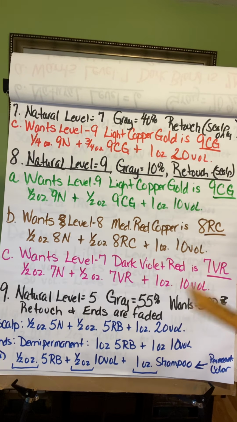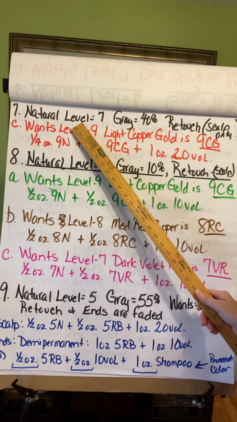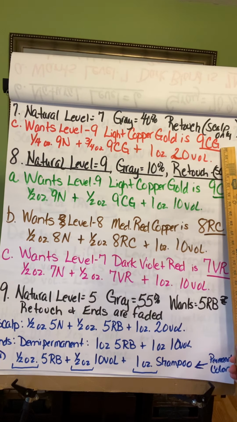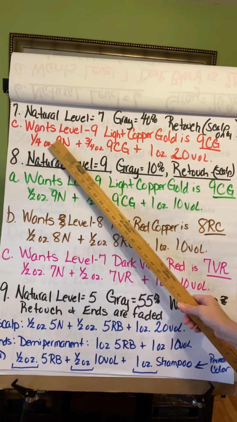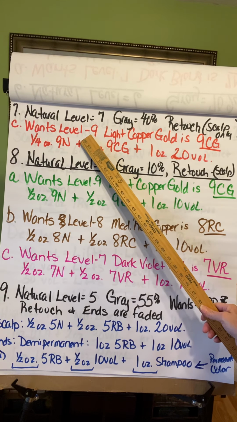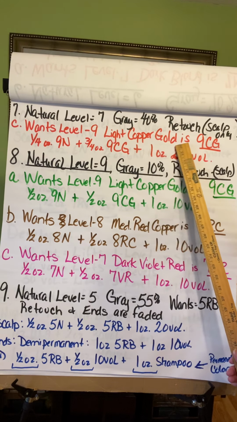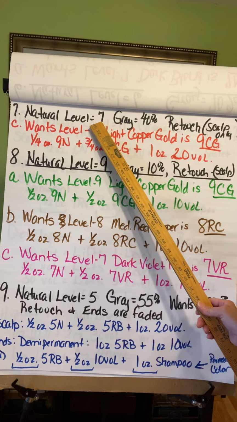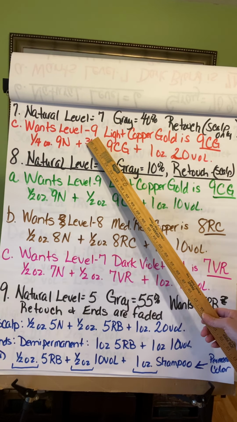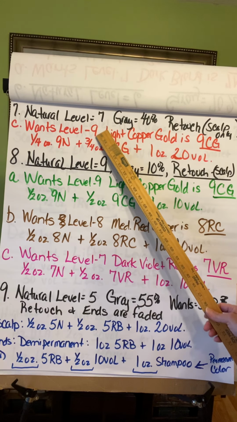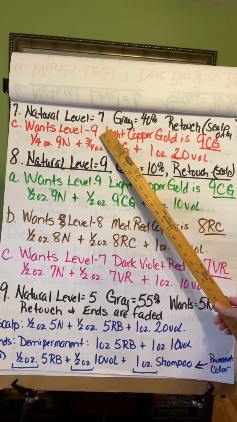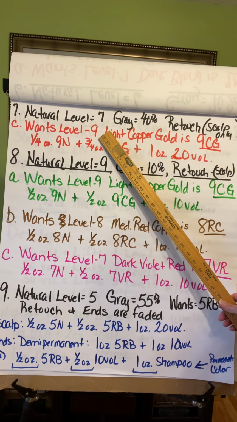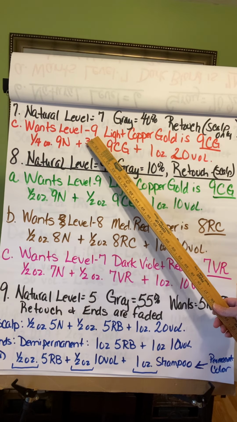Okay, this is 7C, so she's still natural level 7. She's got 40% gray, and we're doing a retouch on the scalp only. Okay, she wants to be a level 9, light copper gold, which is 9 CG. Okay, so she's at a level 7, and she wants to be a 9. So that tells me that I'm lifting her 2 levels. So I automatically know that I'm going to use 20 volume, because she's at a level 7, and I got to move up the ladder 2 steps, which is going to bring me to a 9.